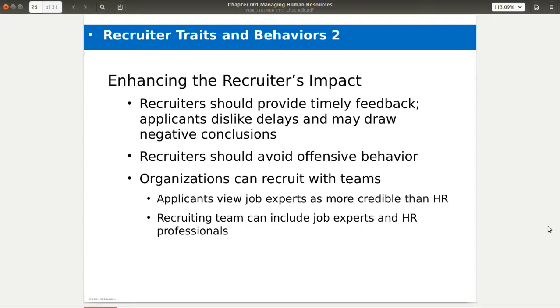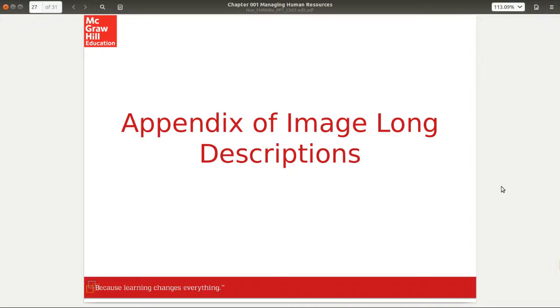Some of the things that recruiters need to do, if you ever decide to get into recruiting, it can be a very lucrative field where it's kind of a sales type of thing. The thing is, you need to be very honest with folks that go along with it. Recruiters should be able to give timely feedback to the applicants as far as, okay, here's what you did well. Here's some of the things that you might think about for improvement down the road. They need to not be offensive, okay, obviously. And one of the things to think about is working with teams. In other words, you have several folks who are working together to try to find the people that are necessary for the organization. So those are some of the key points for this chapter.